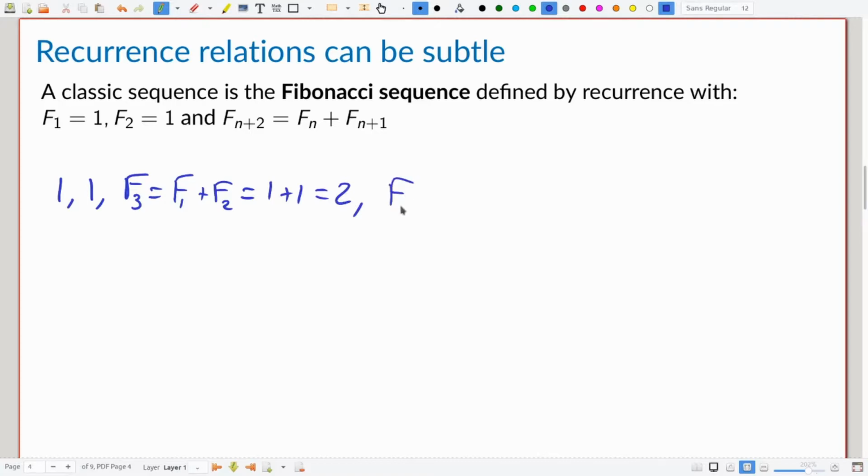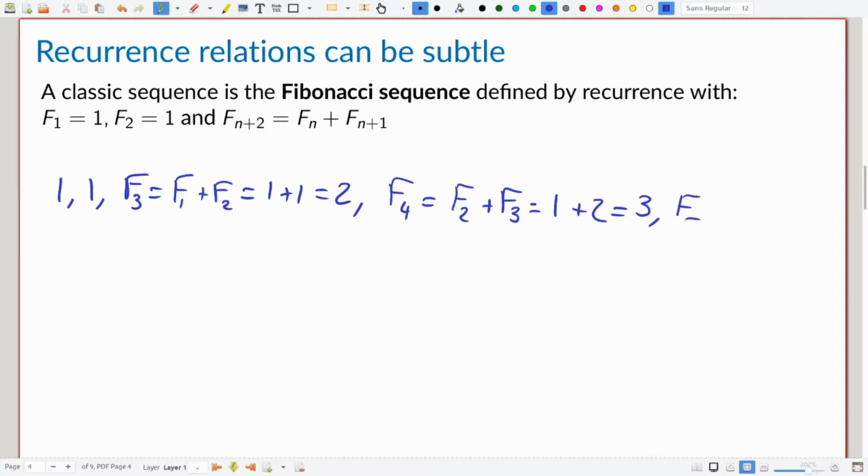And then F4 is going to be, from our formula, f2 plus f3. So that means that we get... I'm sorry, I'm saying that backwards. We have, so f2 is 1, and f3 is 2. So that's 1 plus 2 gives me 3.